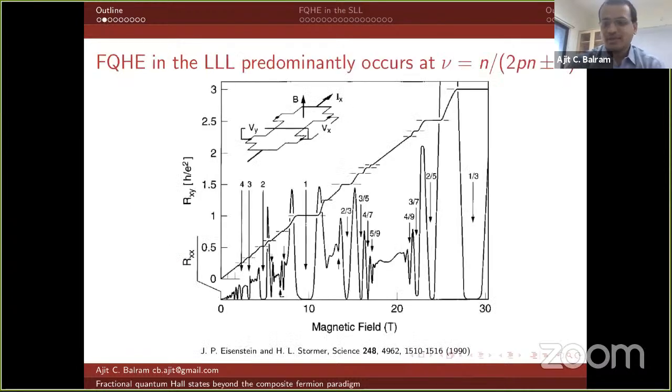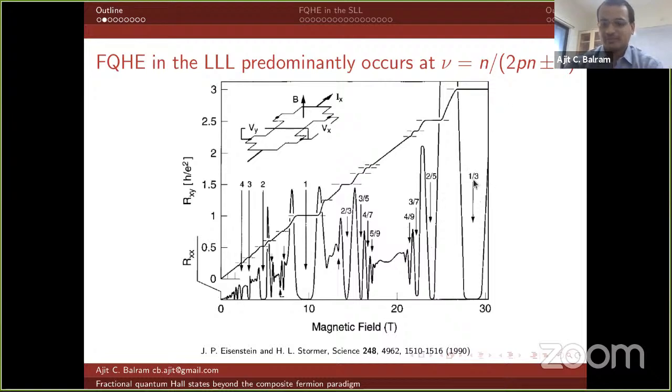Okay, so the fractional quantum Hall effect in the lowest Landau level. When I say lowest Landau level, I specifically mean gallium arsenide. Throughout this talk, you should think of gallium arsenide, but results from this talk can easily be generalized to other materials like graphene and so on. In the lowest Landau level of gallium arsenide or other conventional semiconductors, the fractional quantum Hall effect predominantly occurs at fractions of the form n over 2pn plus minus 1.